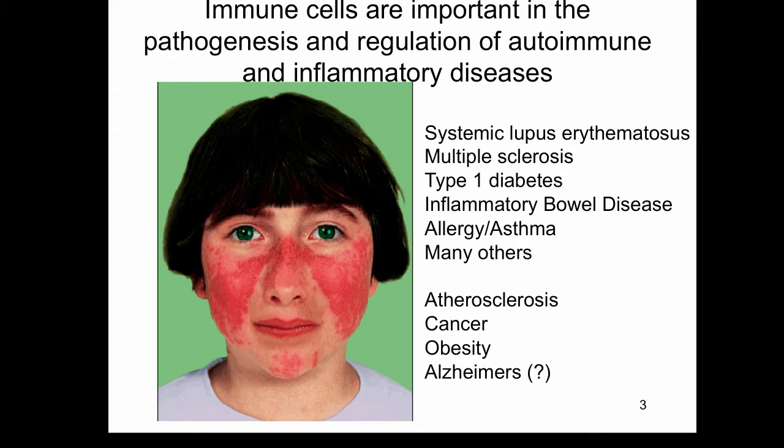But also, I think it's important to recognize that immune responses and immune dysregulation are really associated with other very common clinical syndromes that we don't often think of as being associated with immune responses, including atherosclerosis and heart disease, cancer, obesity, and even Alzheimer's disease.